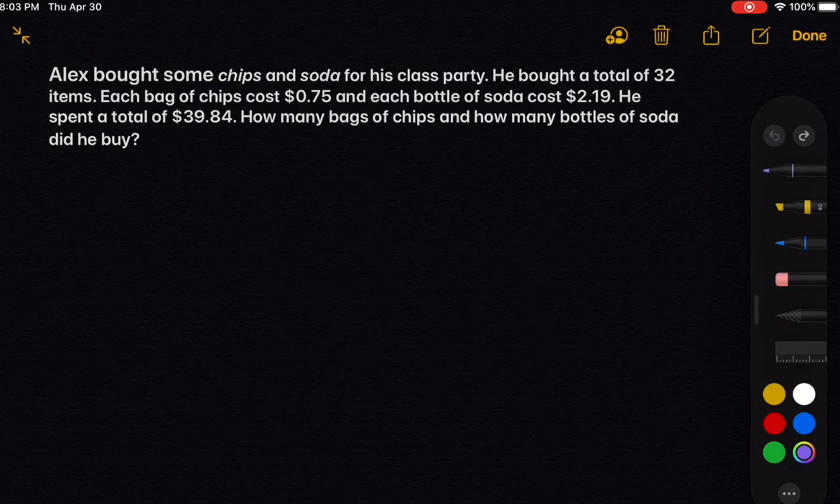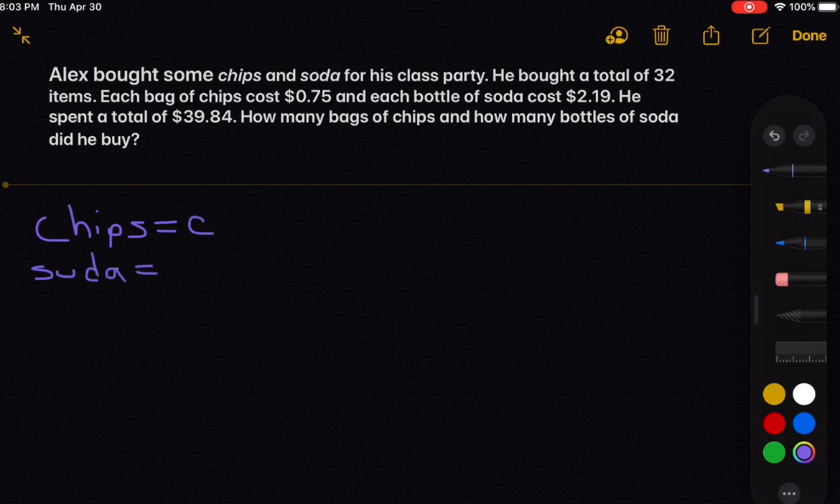So first of all, we have to know what the question is asking. They want to know how many bags of chips, so we're going to write down chips, and I'm going to use the letter C to refer to it. And how many bottles of soda he bought. For soda, excuse my writing, we're going to use the letter S to identify it. Okay, so after we know what they want us to find, we have to start constructing our equations.